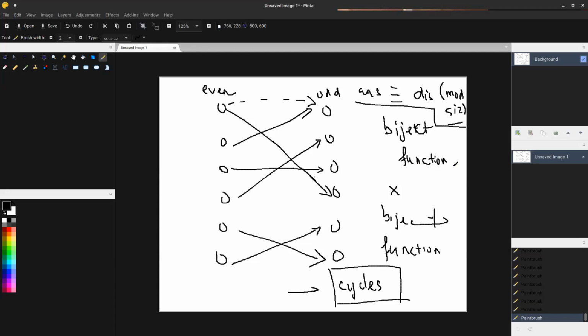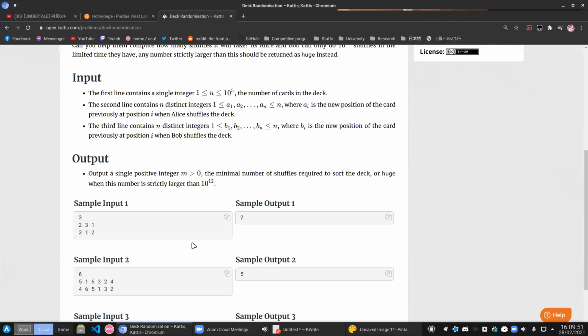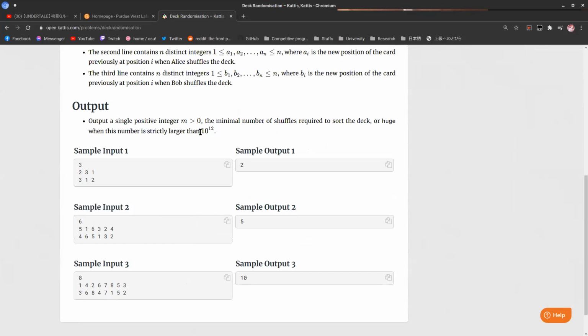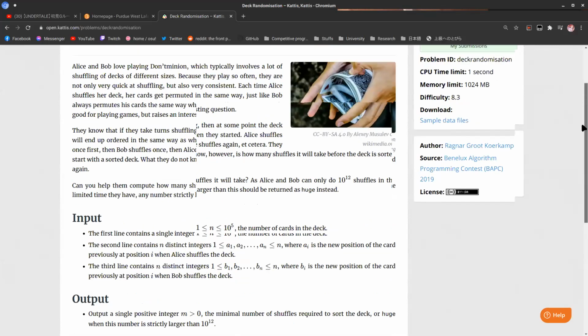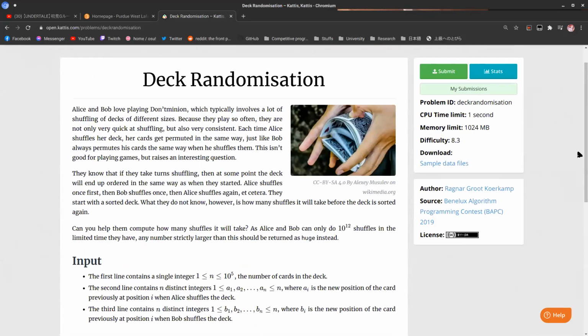So I just use the Chinese remainder theorem, and the rest is just handling the big cases. They said here that if the number is strictly larger than this, then print huge. And actually all of my wrong answers were just mishandling of that big case.